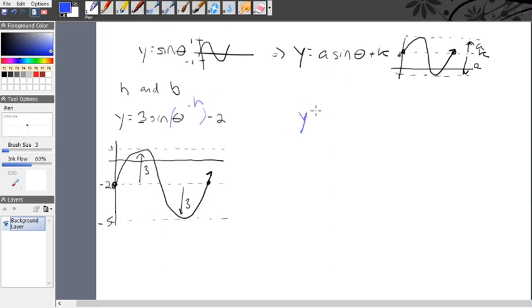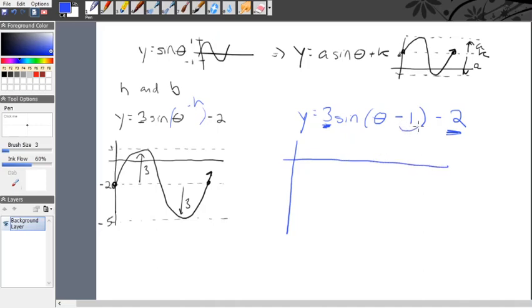So I'm going to write a new equation, y equals 3 times the sine of theta minus 1. It doesn't really matter. It could be in terms of pi, or it could be just some number. Having already shifted the whole thing down 2 and stretched it by 3, all I'm going to do is shift it now 1 to the right. So there's my -2 midline, there's my maximum at +1, and there's my minimum at -5.